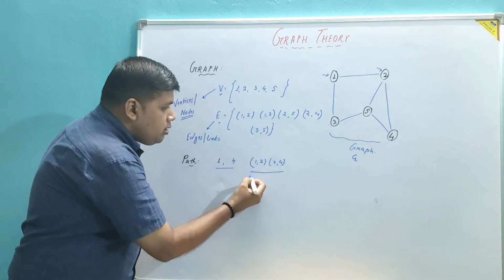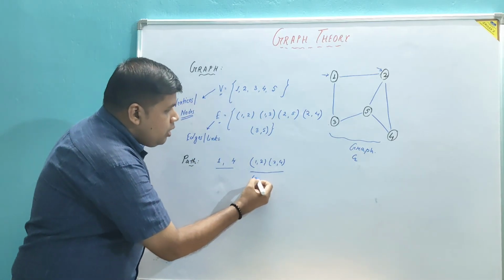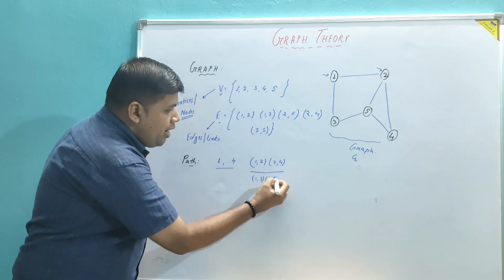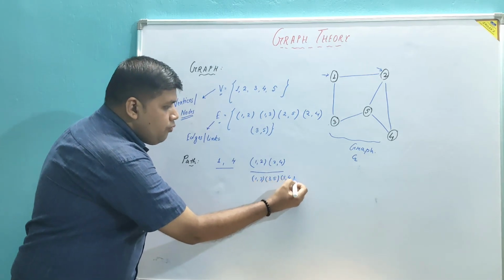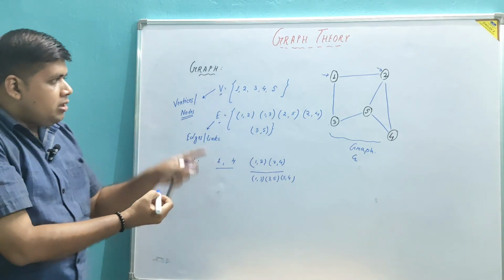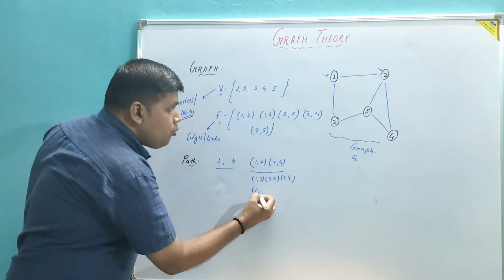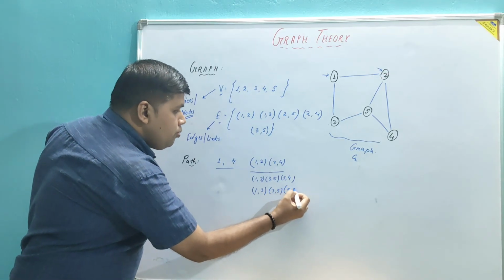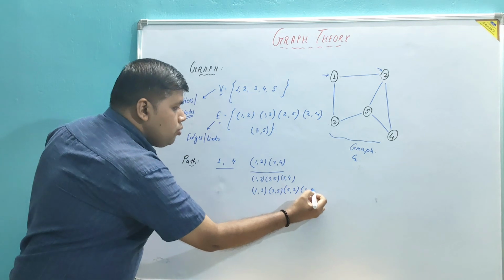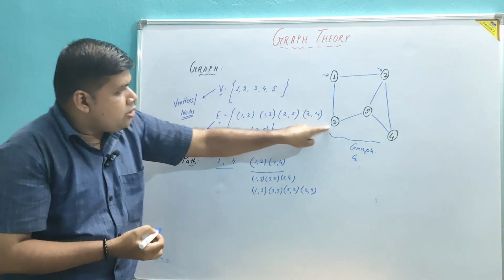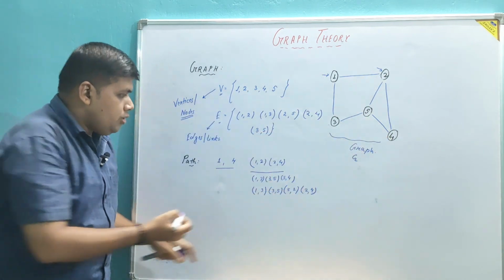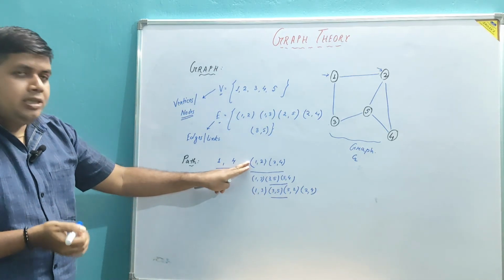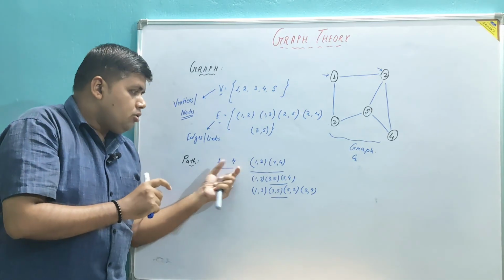Let's take another path from 1 to 4: 1 to 3, then from 3 it will move to 5, and from 5 it will move to 4. Another path is also there. It can move from 1 to 3, from 3 to 5, then from 5 to 2, then from 2 to 4. It can move like this: 1 to 3, 3 to 5, 5 to 2, 2 to 4. So we have seen that there are 3 different paths from 1 to 4.